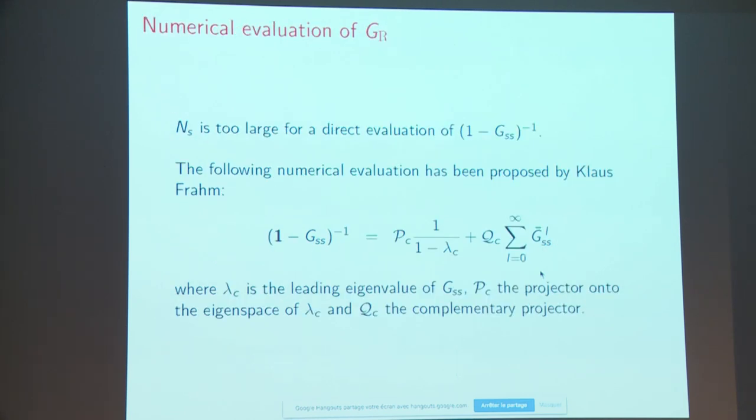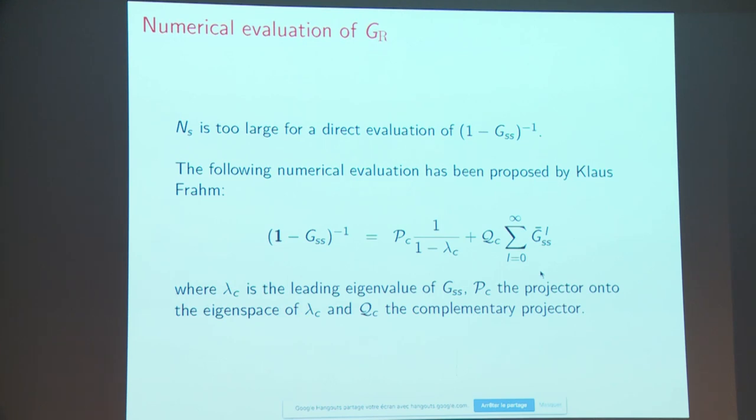Klaus told you, I think, that NS is of course too large for a direct evaluation of (1 minus GSS) to the power minus 1, because we are just looking at a really small subset R of nodes. So he has proposed the following numerical evaluation: it is possible to invert 1 minus GSS, assuming of course that GSS is not singular, by extracting lambda c, which is the leading eigenvalue of GSS, using a power iteration, and from that extracting as well PC, the projector onto the eigenspace of lambda c, and its complementary projector QC. And from that it is possible to compute those two parts of the inversion.